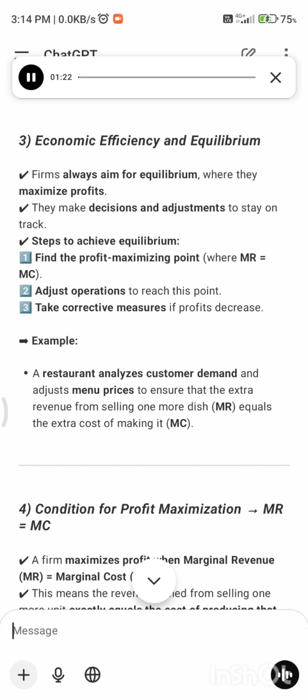3. Economic efficiency and equilibrium. Firms always aim for equilibrium, where they maximize profits. They make decisions and adjustments to stay on track. Steps to achieve equilibrium: 1. Find the profit-maximizing point, where MR equals MC. 2. Adjust operations to reach this point. 3. Take corrective measures if profits decrease. Example: a restaurant analyzes customer demand and adjusts menu prices to ensure that the extra revenue from selling one more dish equals the extra cost of making it.